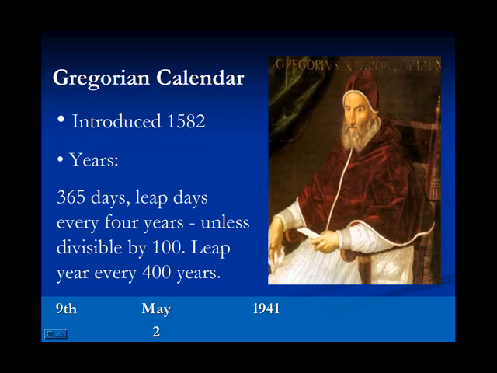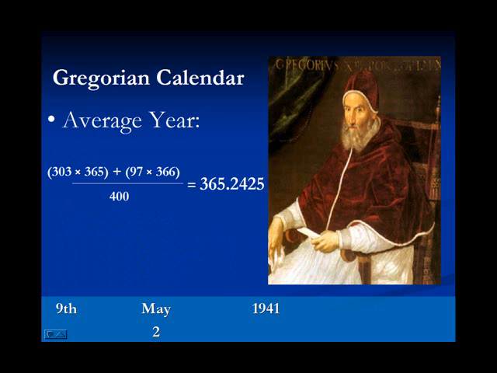unless the year was divisible by 100. So centuries like 1700, 1800 and 1900 were not leap years, but we still had leap years if the century was divisible by 400. So 1600 and more recently 2000 were leap years. Now, if we work out the average year over a 400-year period, it worked out to be 365 days, 0.24. And this is a far more accurate measure and would remain so for centuries to come.